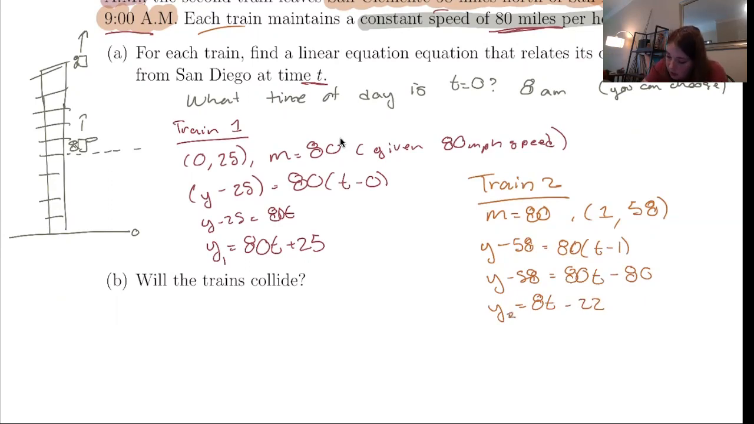Anyways, so I've been given these 2 lines, right? Now we're asked, so great, I answered that. I found linear equations that relate for both trains. Now I'm asked, will the trains collide?